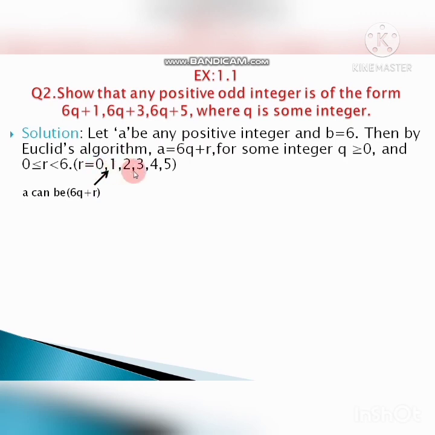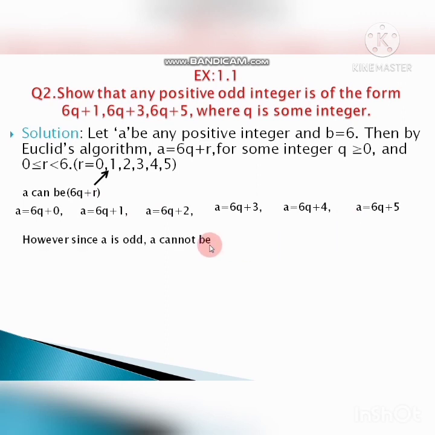So at the place of r, we have to substitute these values, that is 0, 1, 2, 3, 4 and 5. First we substitute 0. So a can be 6q plus 0, then a can be 6q plus 1, then 6q plus 2, then 6q plus 3, then 6q plus 4, then 6q plus 5. We have just substituted the values of r here, that is 0, 1, 2, 3, 4, 5.